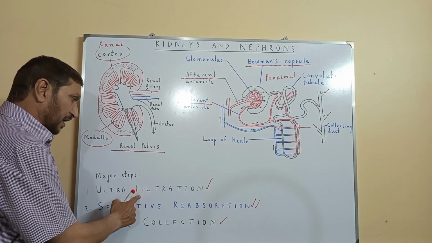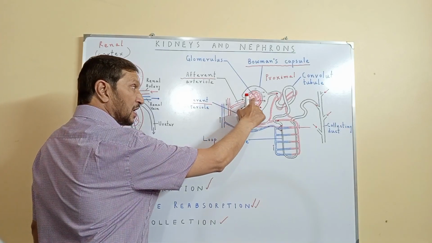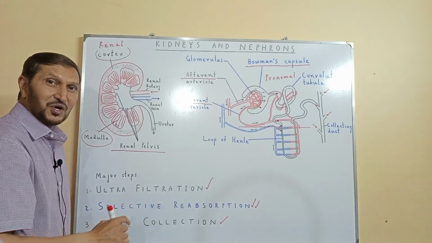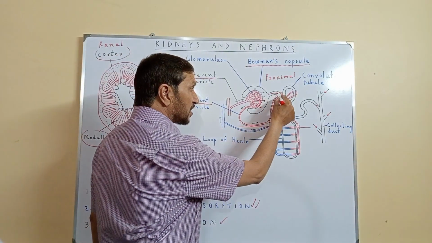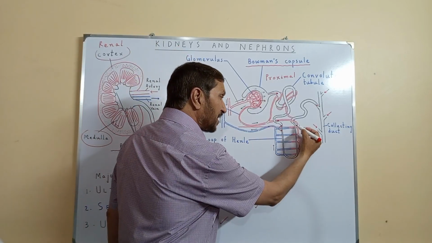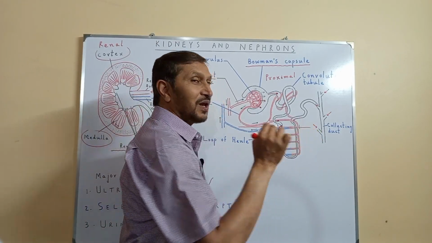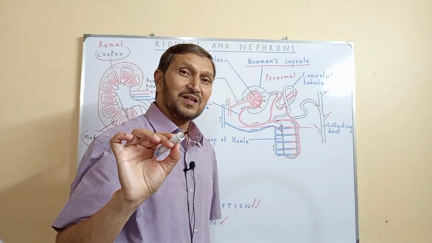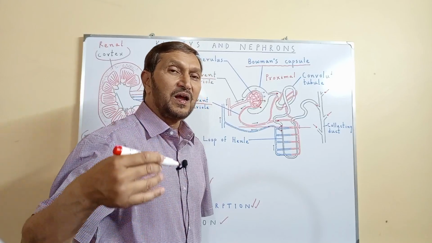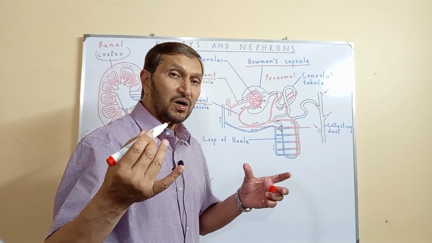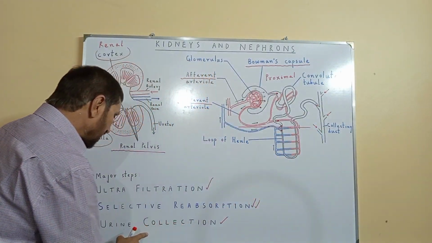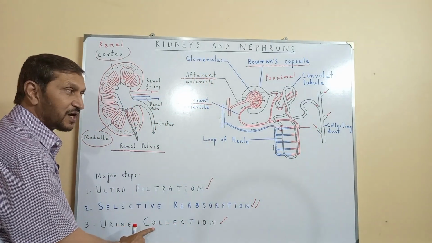The first step is ultrafiltration, which takes place inside the glomerulus under high blood pressure, and the second step is selective reabsorption. So selective reabsorption takes place in this tubule and in this loop of Henle. And when the filtrate reaches this region, it forms urine, which must be removed, because now urea is dissolved in water and a certain amount of salts. So all this solution is now called urine. Now urine formation takes place, and the third step is urine formation and urine collection.